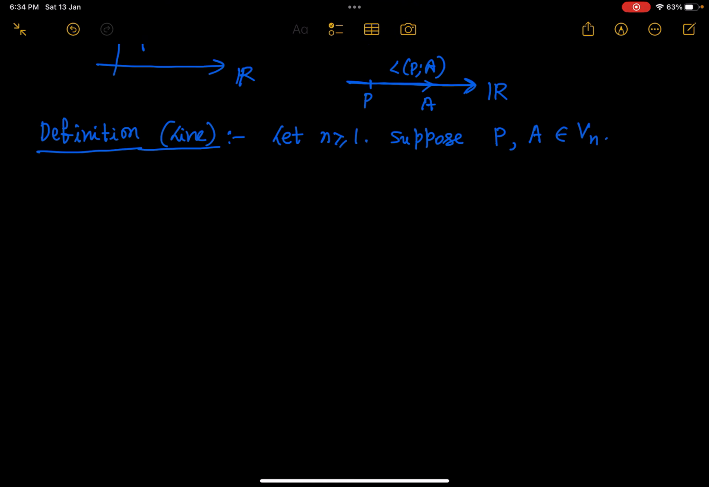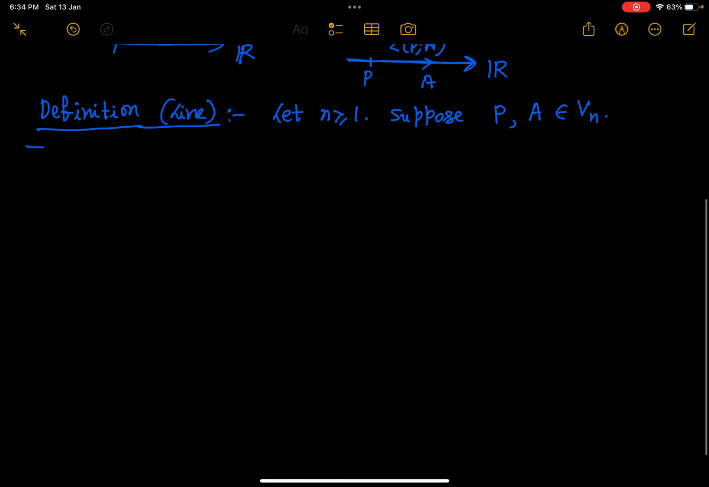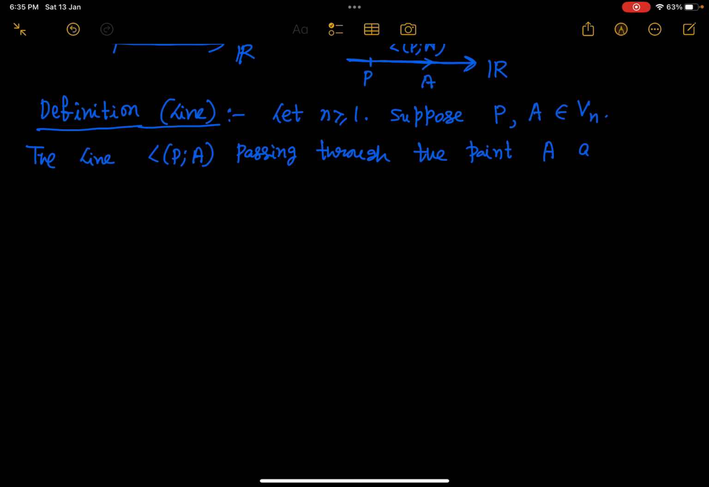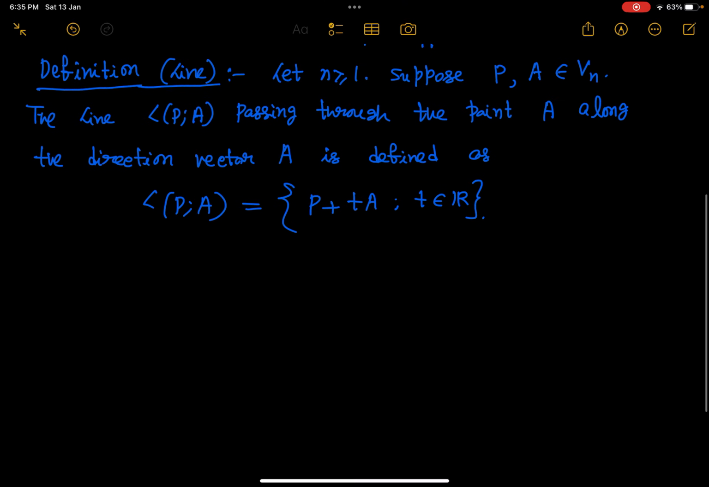We want to determine all the points of this straight line, the line L of P comma A, which is passing through the point P along the direction vector A. It is defined as L of P comma A equals P plus tA such that t belongs to R.